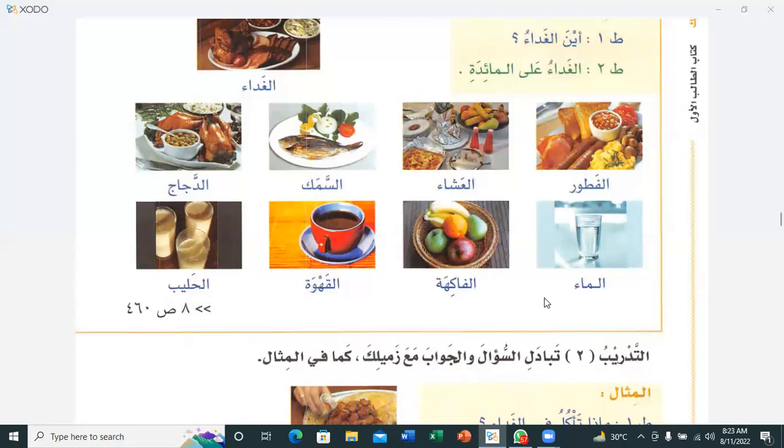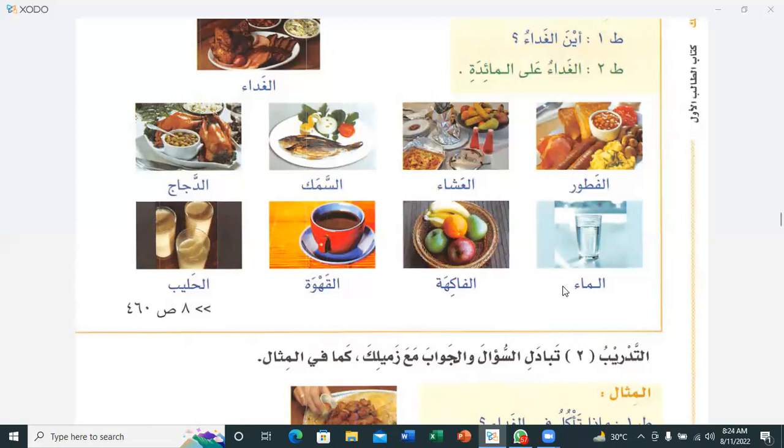Yawmiyan. Kam tashrabin al-ma'a yawmiyan? Al-ma'a, not fil ma'a. Kam tashrabin al-ma'a yawmiyan? Yes, yawmiyan, correct. Thank you. Shall I tell that again? Kam tashrabin al-ma'a yawmiyan. The answer is, I drink 8 glasses of water daily.